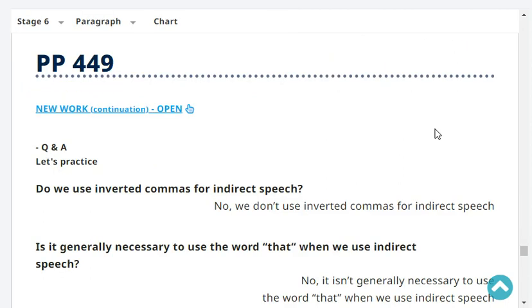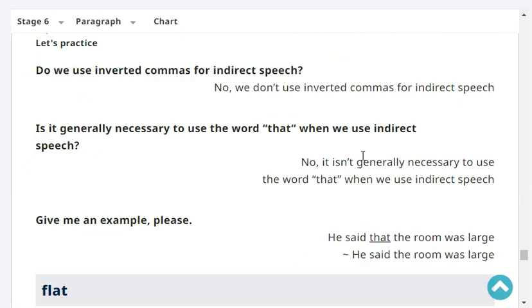Do we use inverted commas for indirect speech? No, we don't use inverted commas for indirect speech. Well, is it generally necessary to use the word that when we use indirect speech?